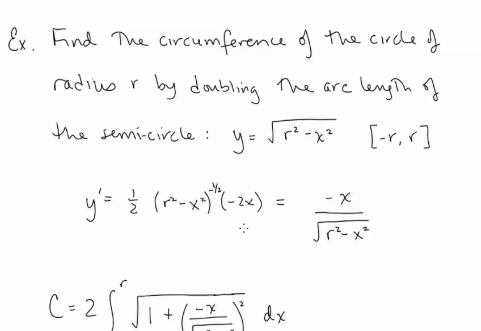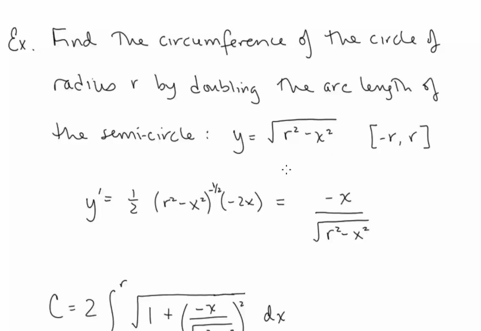Find the circumference of the circle of radius r by doubling the arc length of the semicircle. y is equal to radical r squared minus x squared for x values negative r to r. So this is the equation of the semicircle, and we're asked to find the circumference of the circle of radius r by doubling the arc length here. So we know for the arc length formula we're going to need y prime.